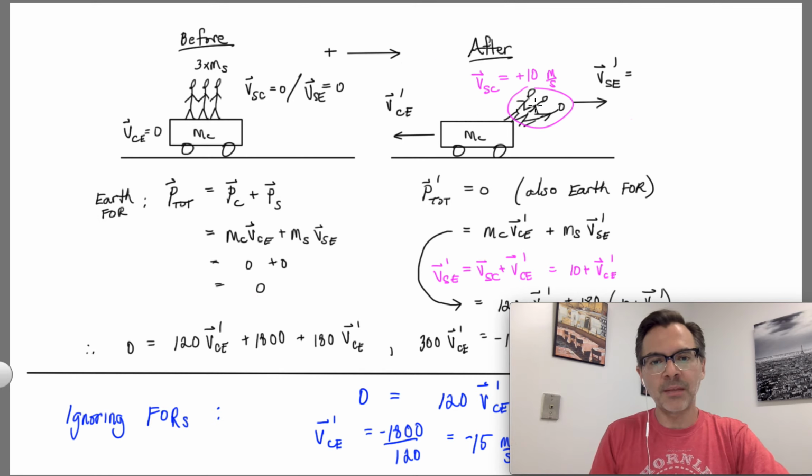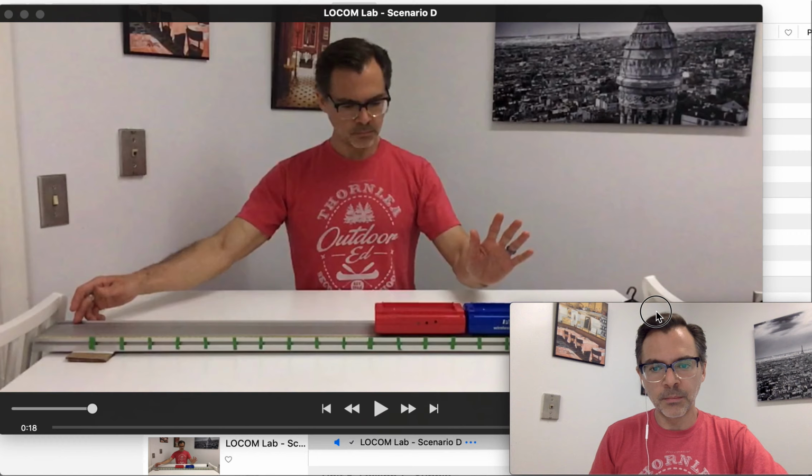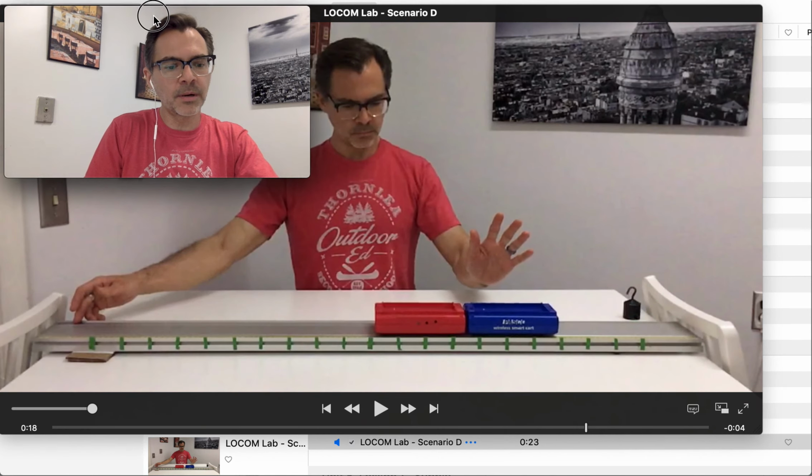Now, at the end, these guys all together jump off, and they are moving relative to the cart at 10, but the cart is moving backward relative to Earth. It's got a prime final velocity backward. So the students have a prime final velocity forward, which is not 10. So I'm going to move myself over here. Pardon me for a sec.